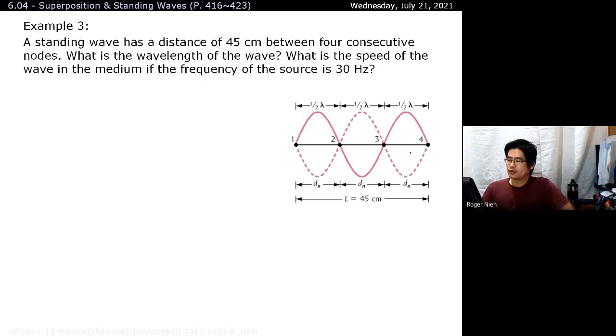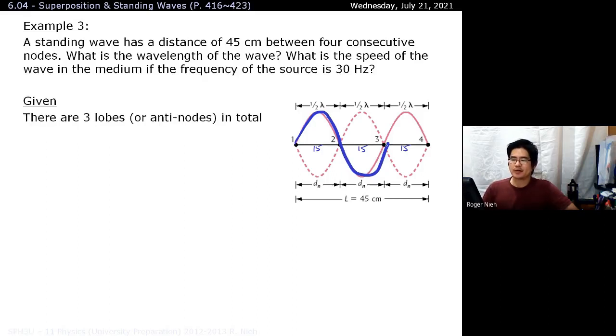With this drawing, some of us can figure out the answer intuitively. If it's 45 centimeters from end to end, and we cut it up 3 ways, that means each one of these is 15, because 15 plus 15 plus 15 gives you 45. And as you may know, a full wavelength is going to be double that 15. So there's your answer, that's the wavelength of the wave. But if you needed to prove this mathematically, here is the proper process behind it.